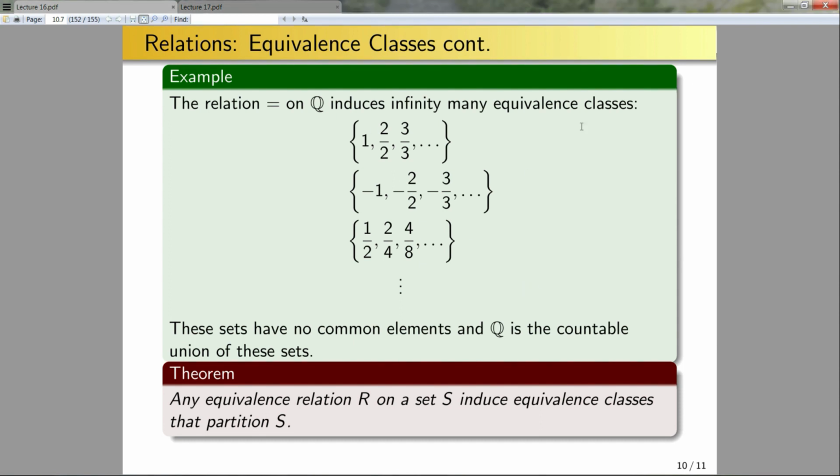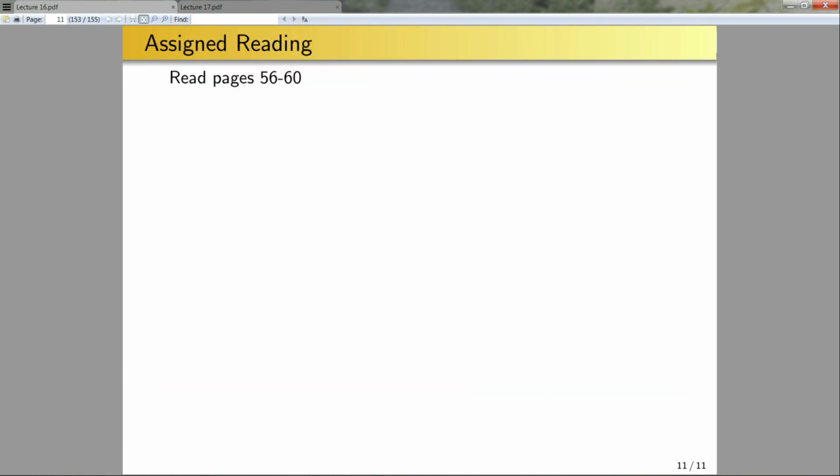If you have any questions on these, ask during office hours or on Piazza. So we have some assigned reading. Read pages 56 through 60. So here in the text, they go through the example for showing that mod 4 is an equivalence relation, so it might be useful for you to look at that. And it goes through a few other posets that might be interesting to look at.